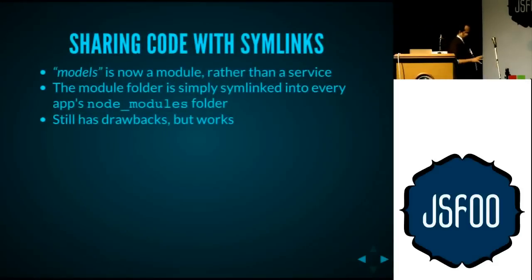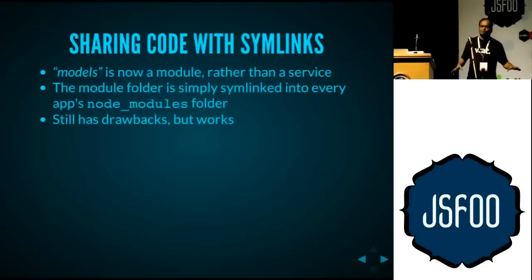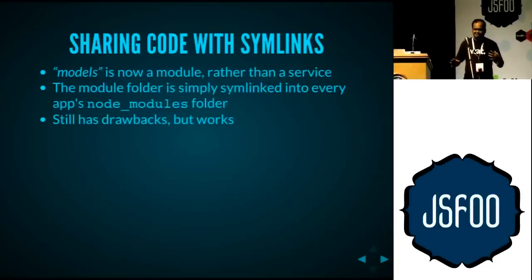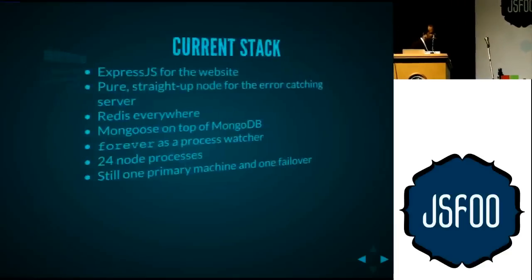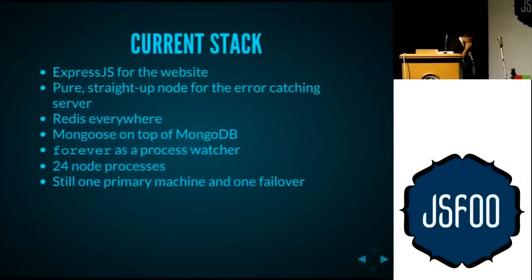So what I did was I created a models folder, which was all my app logic. And then I just symlinked that into the Node modules folder of all of my other applications, right? So it's very easy. And so now the code is literally shared across multiple applications beautifully. It works, but it has drawbacks, and we can talk about that later.